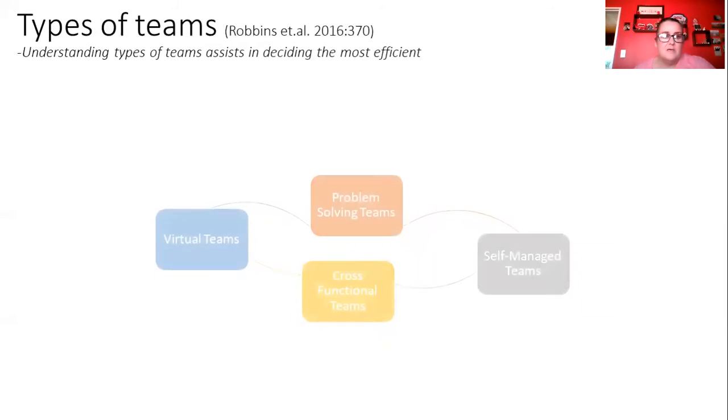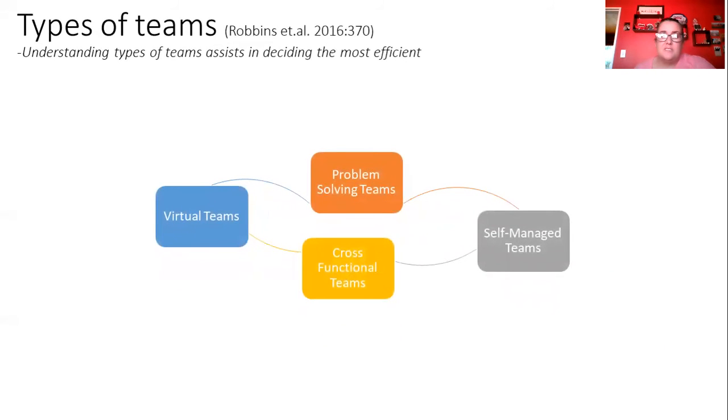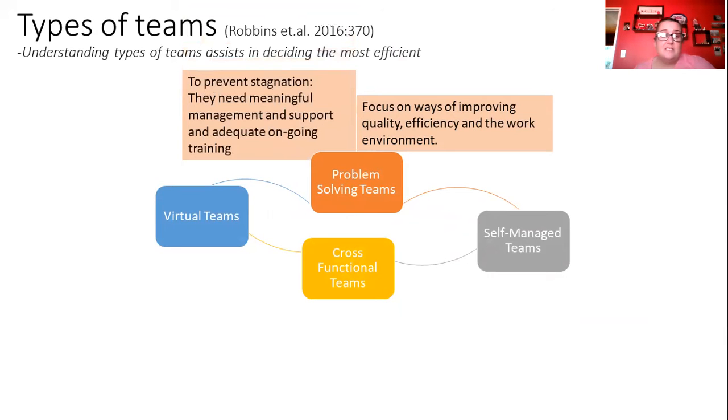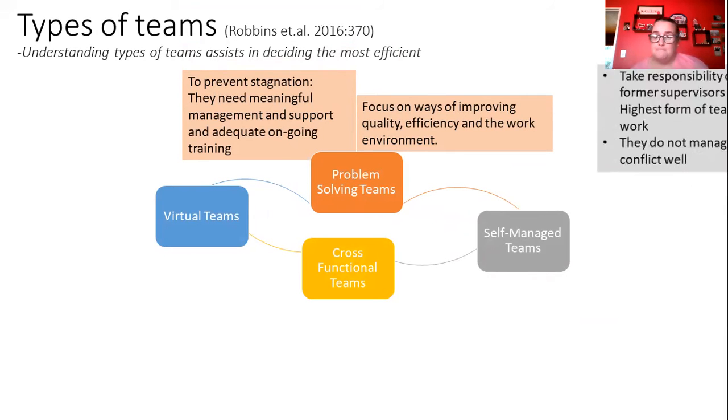Types of teams. Understanding types of teams assists in deciding the most efficient. There are problem-solving teams. Problem-solving teams focus on improving the quality and efficiency and the work environment. To prevent stagnation, however, they need meaningful management and support and adequate ongoing training.